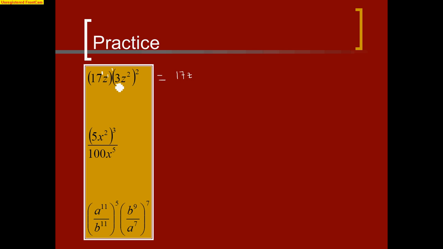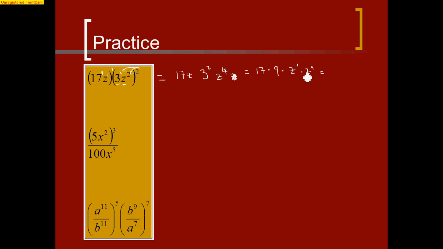However, see different bases with multiple exponents, distribute. Z to the 2 times 1, 3 to the 2 times 1, and z to the 2 times 2. So this becomes 17 times 9 times z to the 1st times z to the 4th.